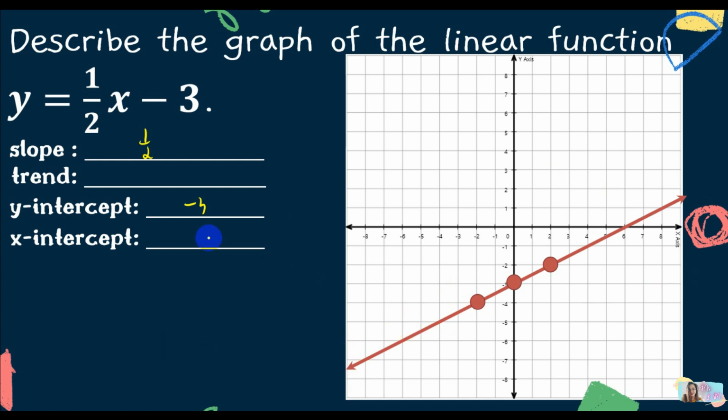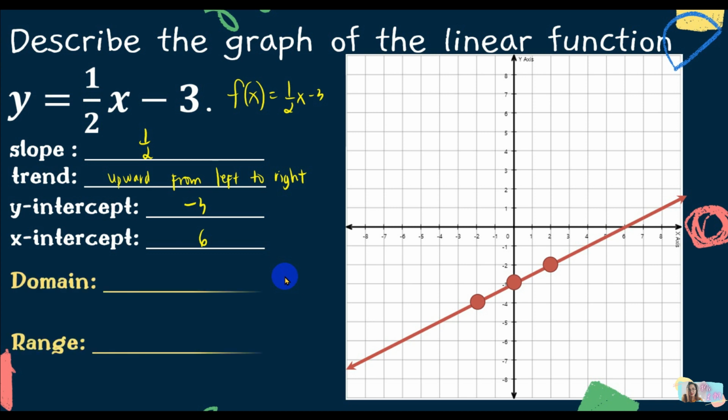Ano po yung trend? How are we going to describe the trend? So ito po ay upward from left to right kasi siya ay positive slope. And then, what is the x-intercept? Saan nga po ba nag-intersect yung line natin sa mismo x-axis? And that is positive 6.